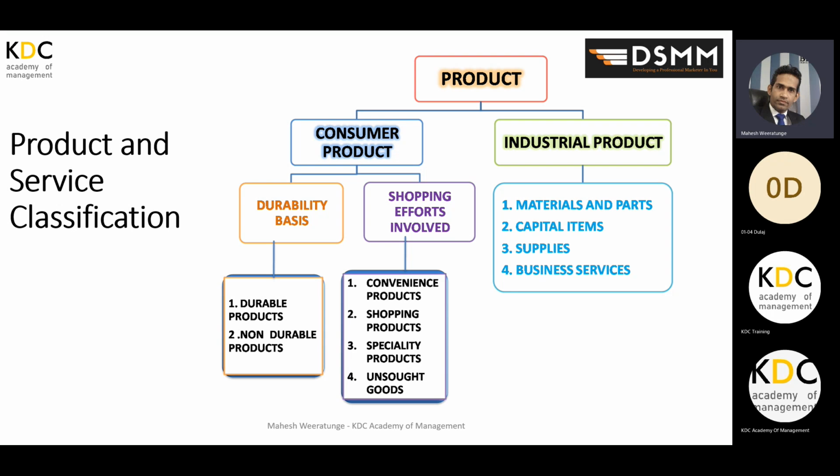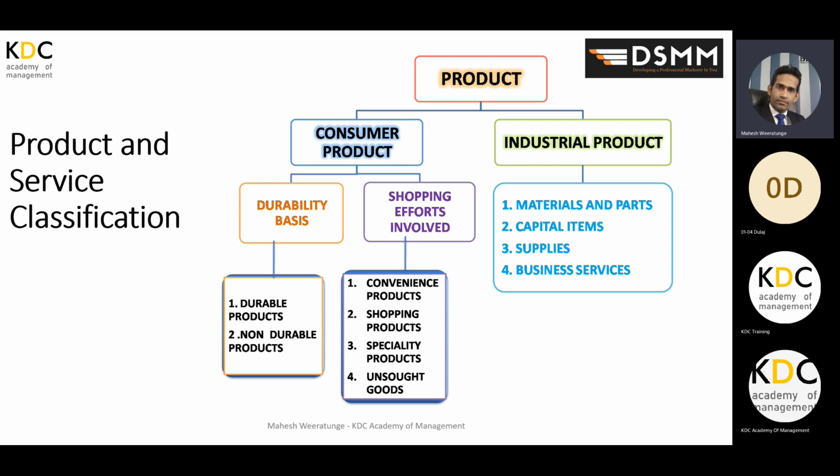So coming to the consumer product, we categorize consumer products by looking at durability and by looking at the shopping effort and the involvement. By looking at the durability, we can identify two types. One is durable product and the other one is non-durable product. Durable product usually means a product that lasts over 1 year in a consumer context. Non-durable products are less than that.